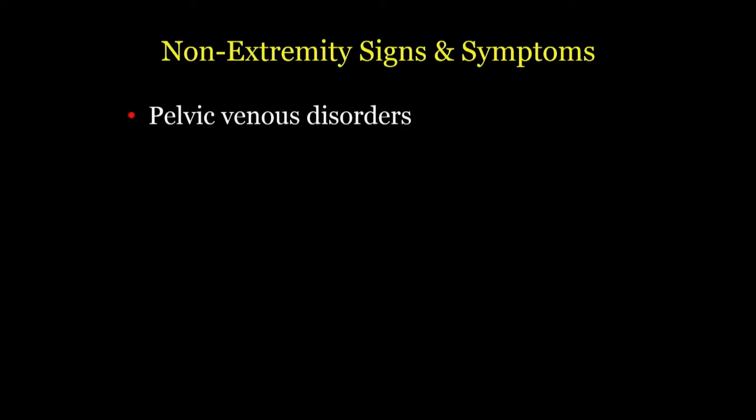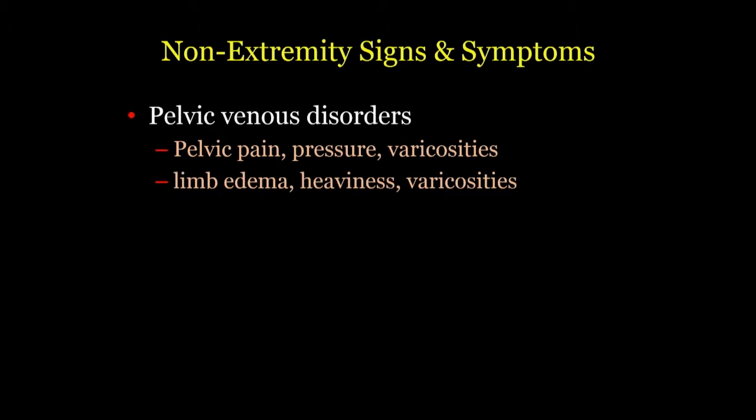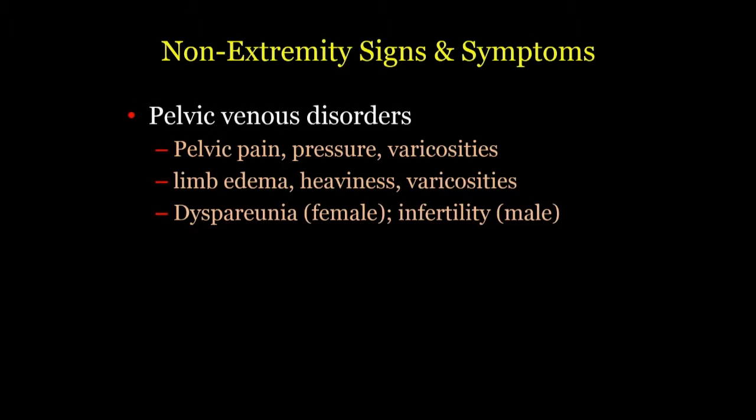There are some non-extremity signs and symptoms. Patients with pelvic venous disorders. These could be due to venous outflow obstruction, not always the refluxing veins in the system. Pelvic pain, pressure, varicosities. These are the symptoms we used to call pelvic venous congestion in women. Limb edema, heaviness, varicosities can occur in the setting of venous outflow obstructions.